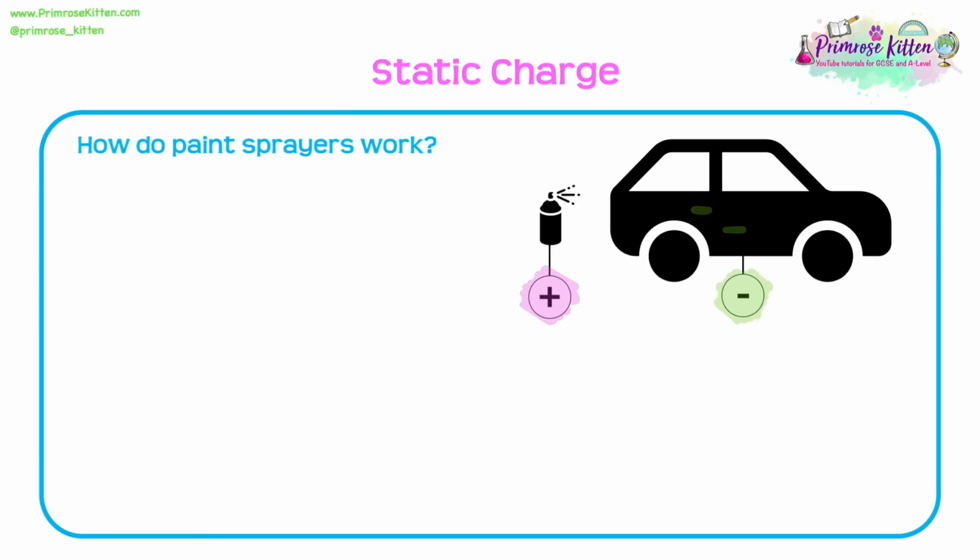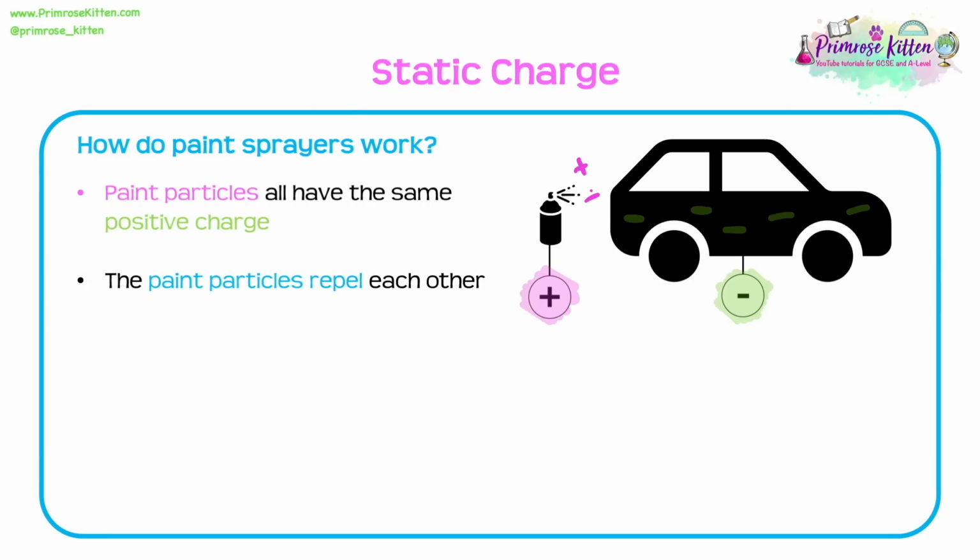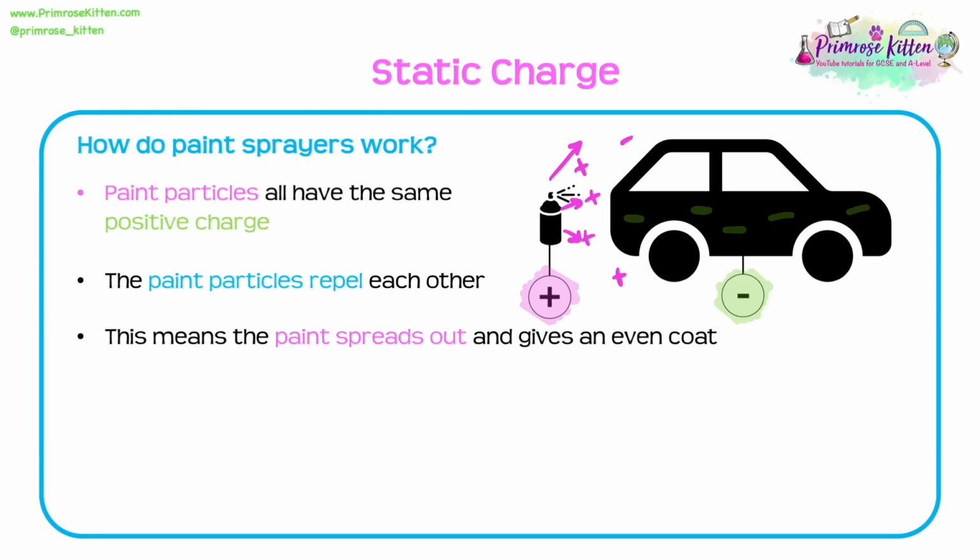So because of this, the paint particles will all have that same positive charge. Because they all have the same charge, all of these little paint particles will repel each other, and they're going to spread out. The great thing about this is we're going to get an even coat of paint.